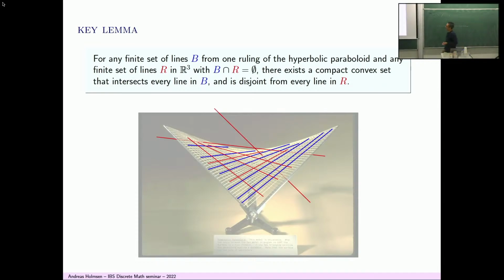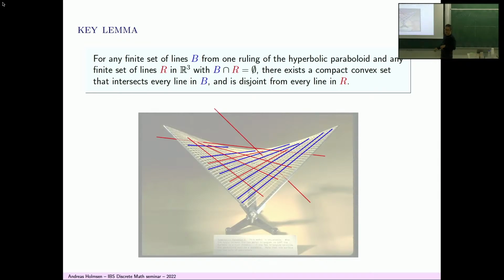Okay, so there's a technical lemma, and it's the following. This is the key lemma. Take any finite set of lines, B, blue lines, from one of the rulings on the paraboloid. And then take any other set R of red lines in R3, such that those are disjoint: no blue line is equal to a red line. Then I can find a compact convex set that intersects every line in B, but misses every line in R.